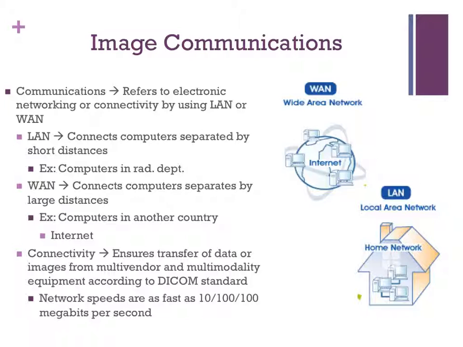Connectivity ensures the transfer of data or images from multi-vendor and multimodality equipment according to the DICOM standard. CT scanners must support various network speeds, and these speeds are usually as fast as 10, 100, and this is supposed to be 1,000 megabits per second.